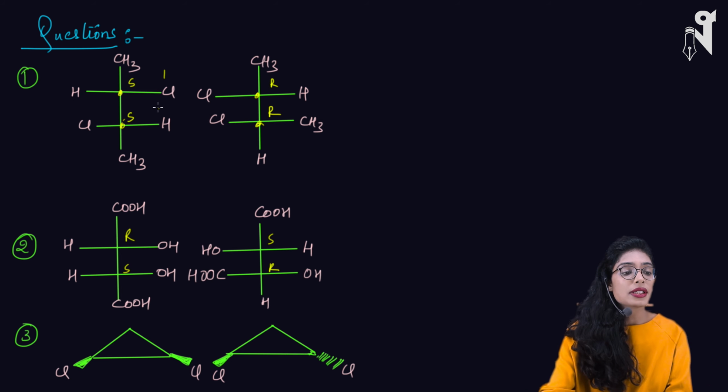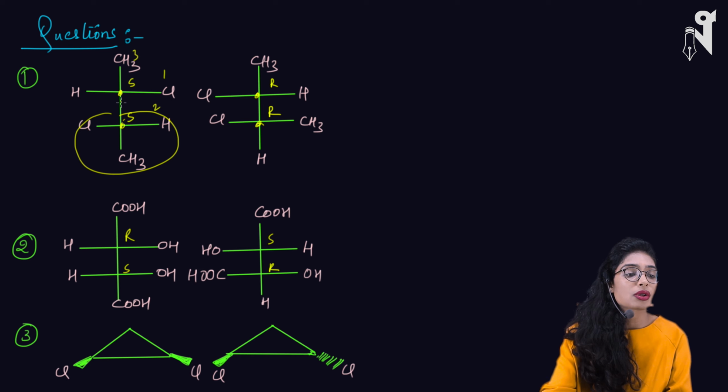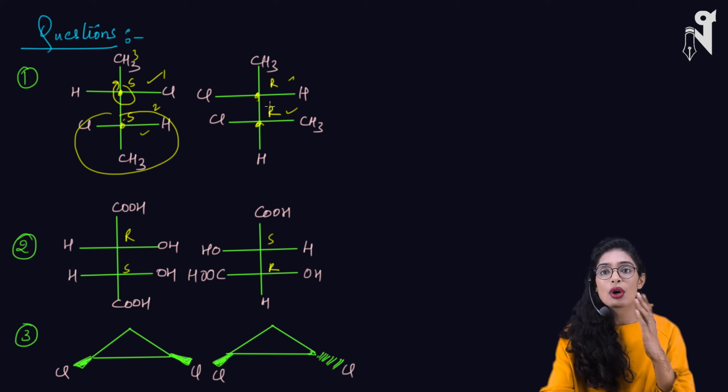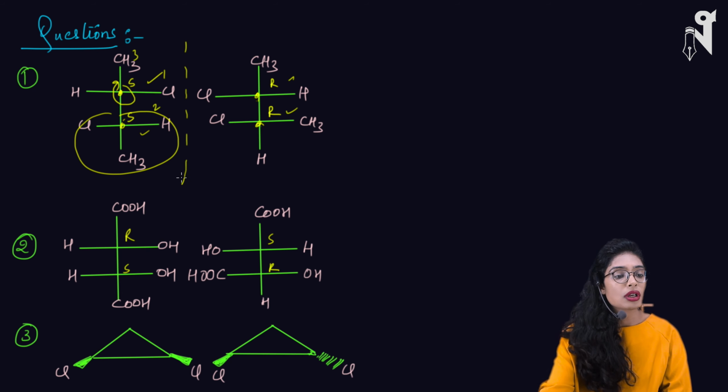So here in this first question, we'll try to find out the configuration first. Cl is 1, the lower part is 2, and the CH3 is 3. So your movement is clockwise, and hence the configuration will be the same as for the second chiral center. Exactly the same way you will try it over here and you will find R and R configuration. So now we know that the configurations are completely opposite. We have to check whether they are mirror images of each other or not.